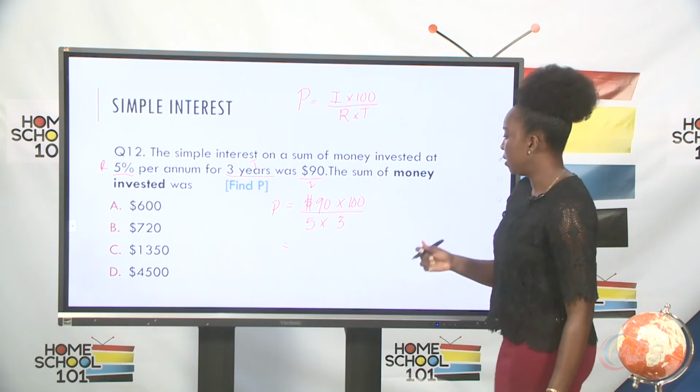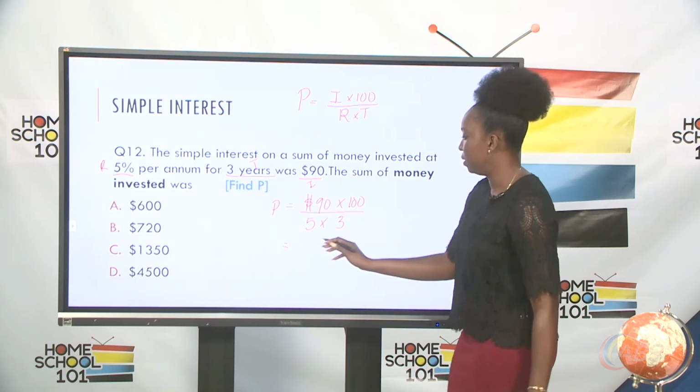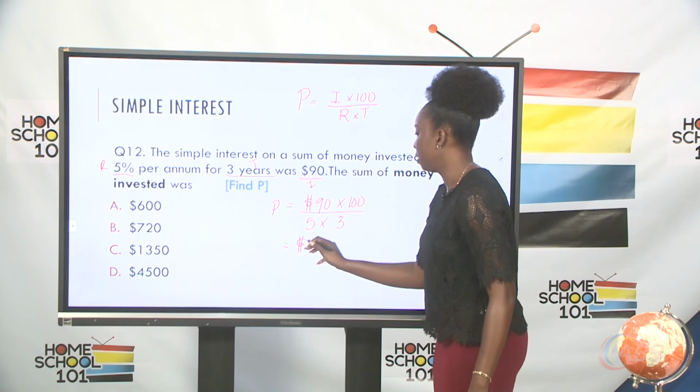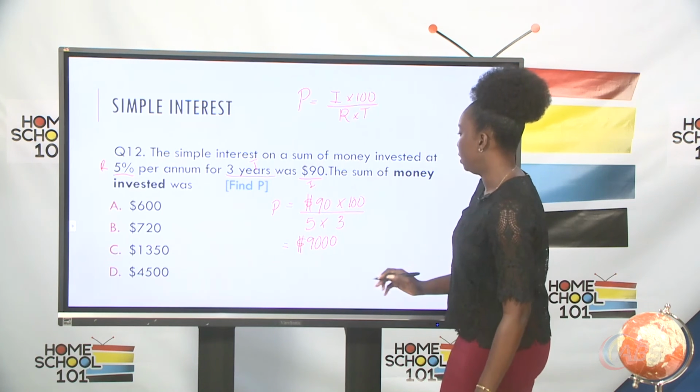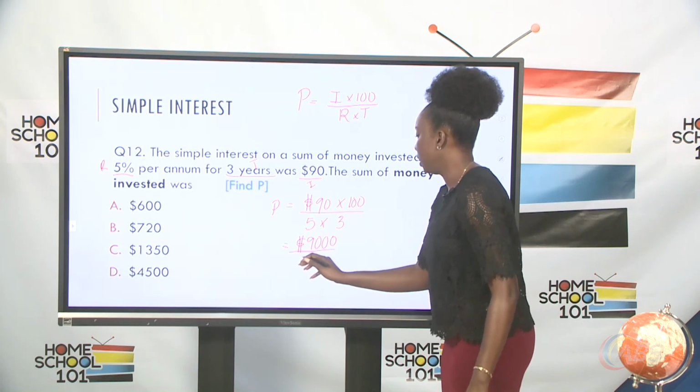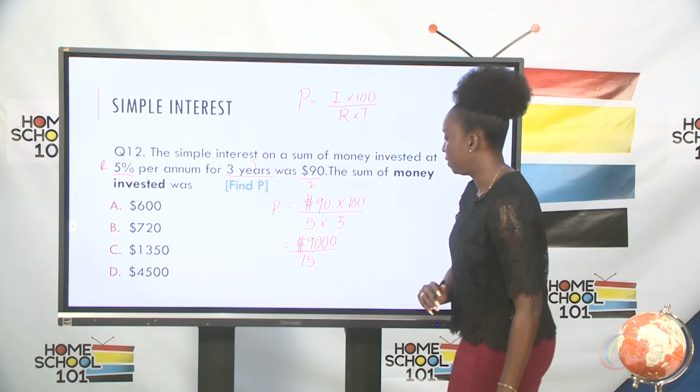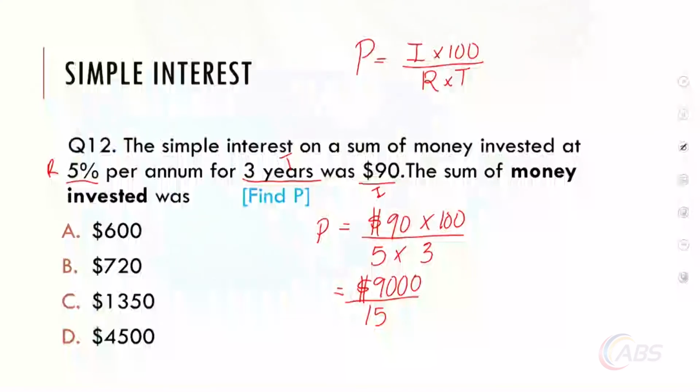90 times 100, we multiply anything by 100, just add the 2 zeros. So we end up with 9,000. 5 times 3 is 15. And we will use our knowledge of division and divide 15 into 9,000. And we will get 600.